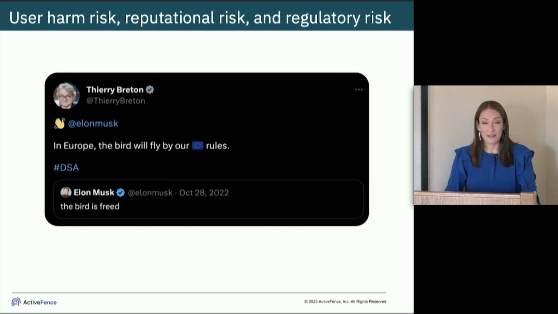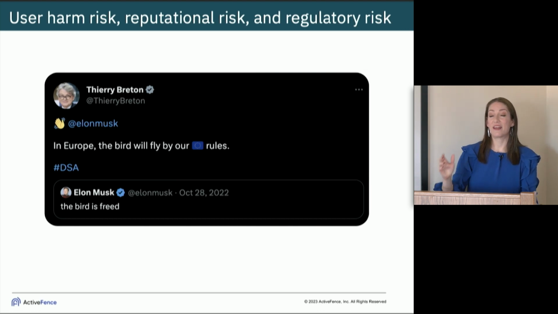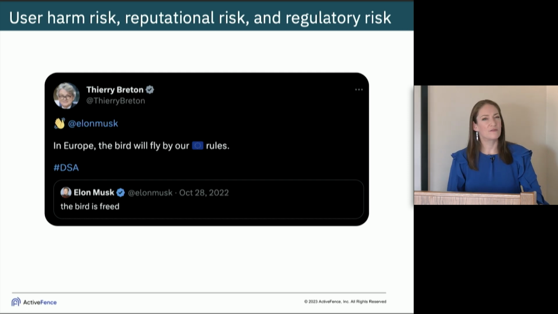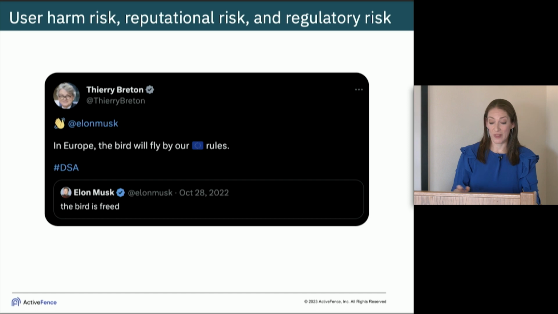We also have seen regulators that post online that platforms should be compliant with regulations. So we have seen Thierry Breton from the European Commission kind of telling Elon Musk, in Europe, Twitter will have to comply with our rules.